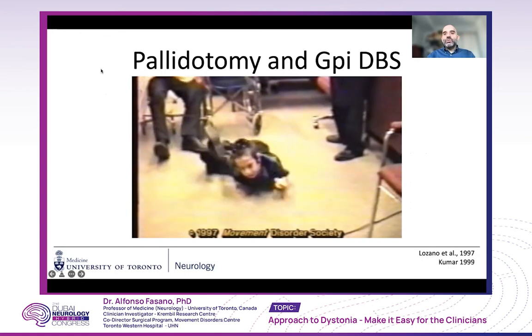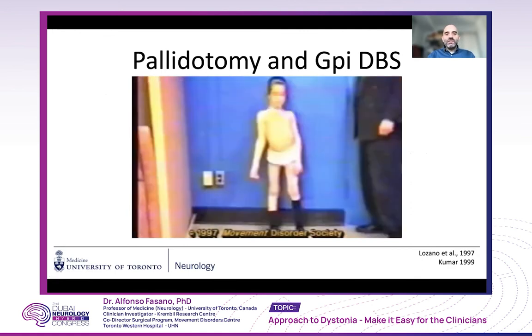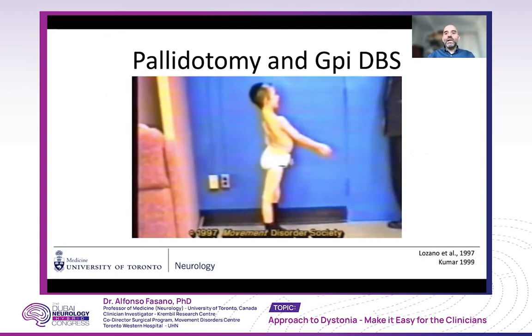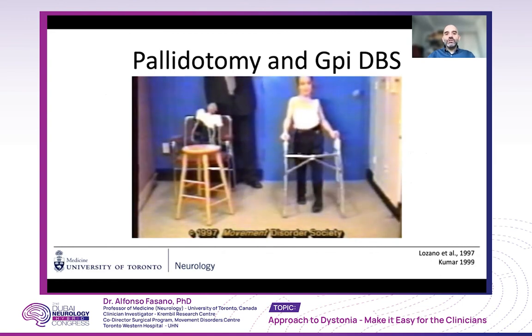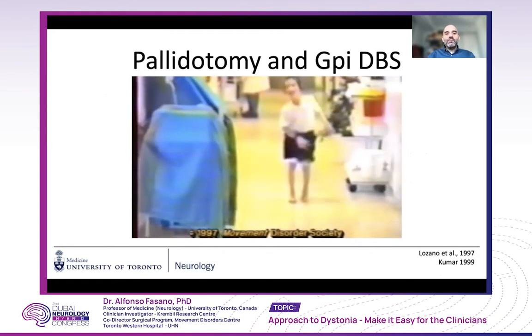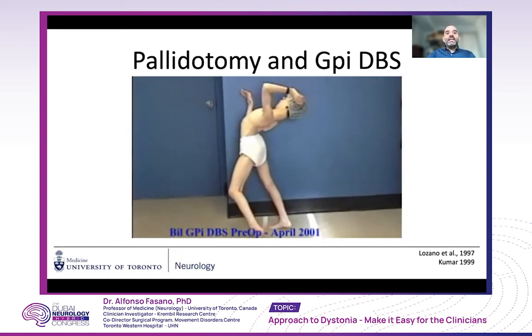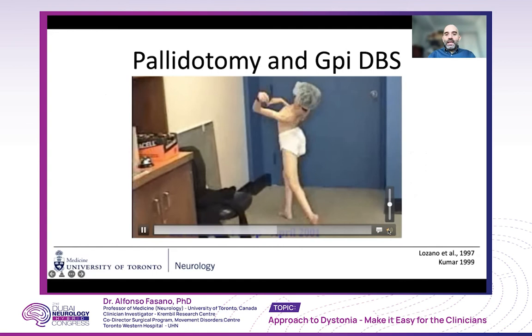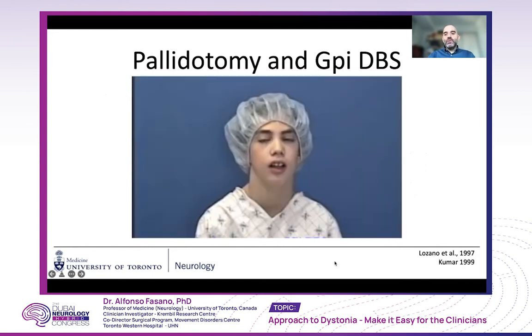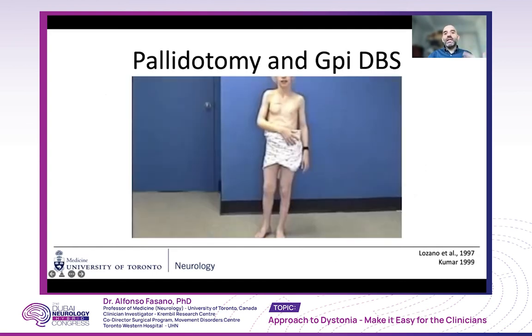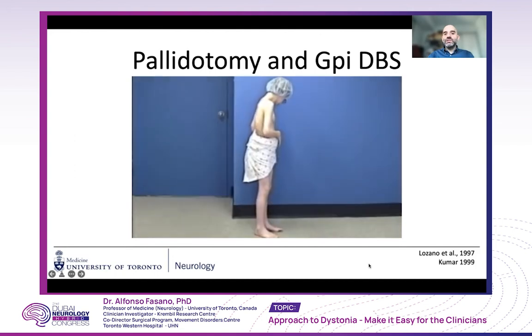And now, just towards the end of my presentation, I want to say a few things about surgery. This is a patient with DYT-TOR1A mutation who progressed over time and then improved after a pallidotomy, so a lesion of the pallidus. And then it worsened again. And this is when deep brain stimulation of the globus pallidus was done and improved. This was towards the end of the 90s.